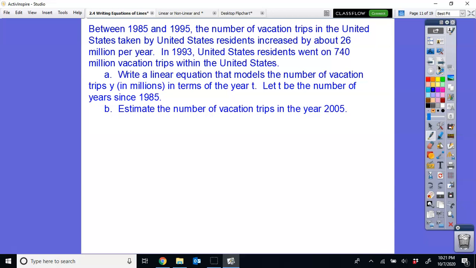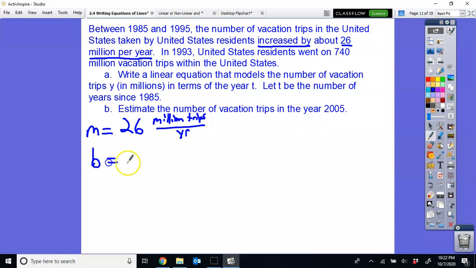Now that you've read the word problem, you can see that between 1985 and 1995, the number of vacation trips in the United States taken by United States residents increased by about 26 million per year. Notice this, increased by 26 million per year. Think back to that other problem we did a little bit ago. We talked about in real life, the m, the slope, is the rate that it's changing. This one is increasing 26 million trips per year. That's the rate that it's changing.